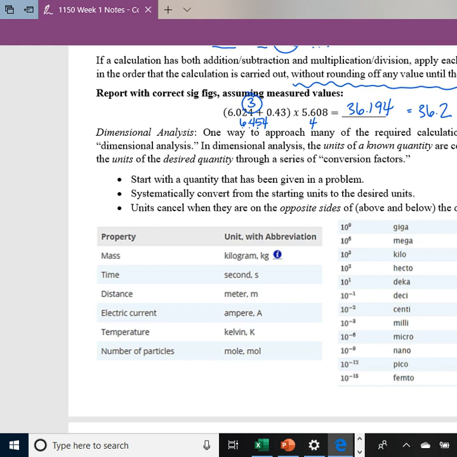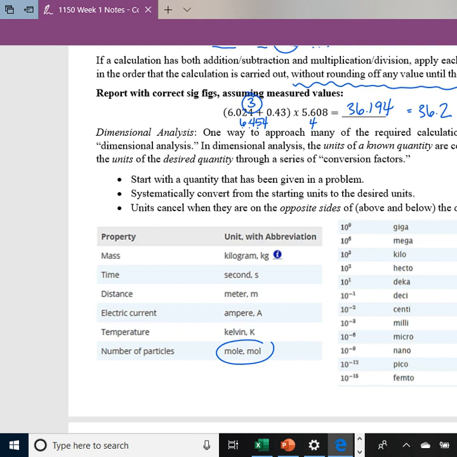Here's just an example from your textbook of the kind of units that we'll be using, and some of the prefixes that you'll also want to be familiar with. So mass is a kilogram, time is a second, distance is a meter, electric current is an ampere, temperature is a Kelvin, number of particles a mole, we use that one a lot.